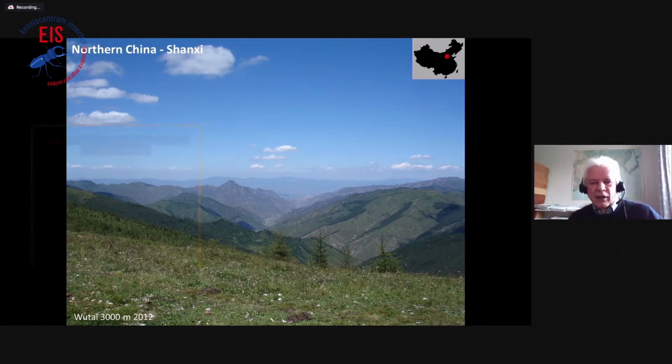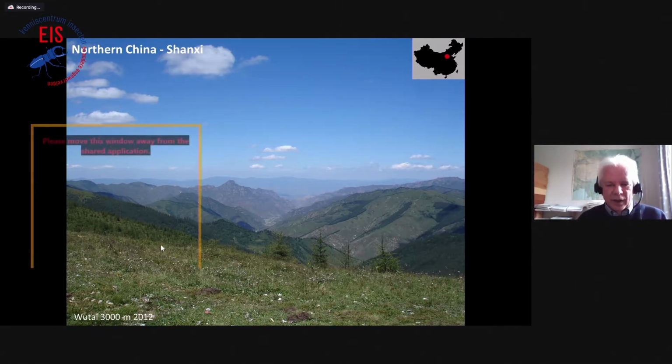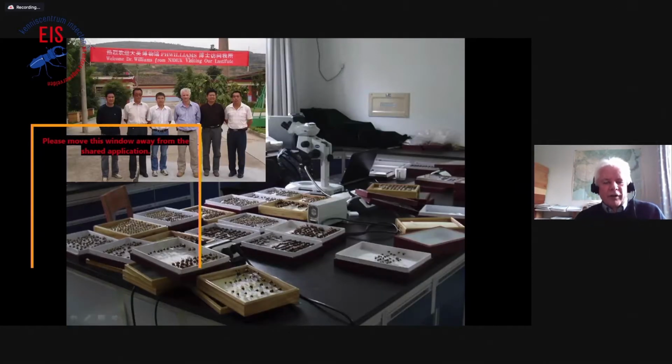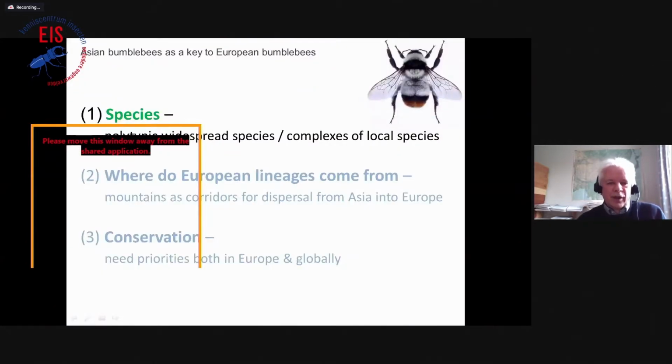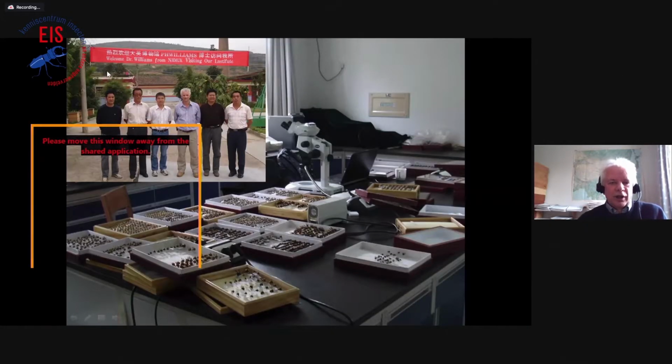The bumblebees here are restricted very much to the mountaintops. There are some in the valleys, but they're mostly in these little patches of relatively undisturbed habitat on the tops of the mountains. I've been very fortunate to be able to spend about 20 years looking at these bees across about half of the provinces of China, thanks to working together with colleagues in China.